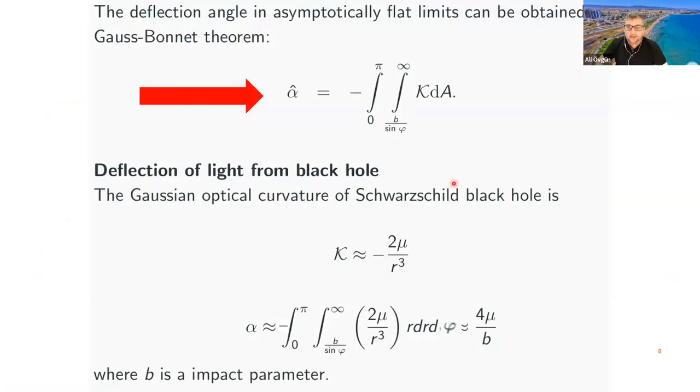So here you can see that the deflection angle is calculated by integrating the Gaussian curvature in the domain outward from the light ray, as opposed to the usual treatment. For example, if you look at the optical curvature of the Schwarzschild black hole, approximately it is equal to -2m/r². So when you put it in the integral, you can directly calculate the weak deflection angle as 4m/b. So this is a very powerful and simple method. First of all, I want to review this method.